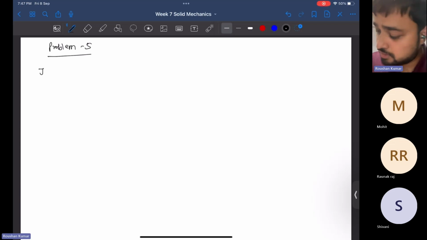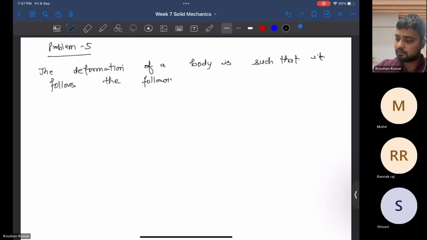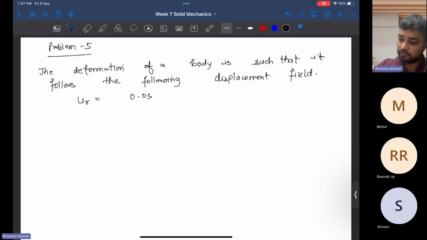So the question is, the deformation of a body is such that it follows the following displacement field. The field is given as radial displacement in terms of radius, u_r = 0.05 r square plus 0.2 theta. Similarly, u theta is given as 0.4 times theta, and u_z is given as 0.02 z plus 0.03 z square r. So the first question is, find the circumferential strain.